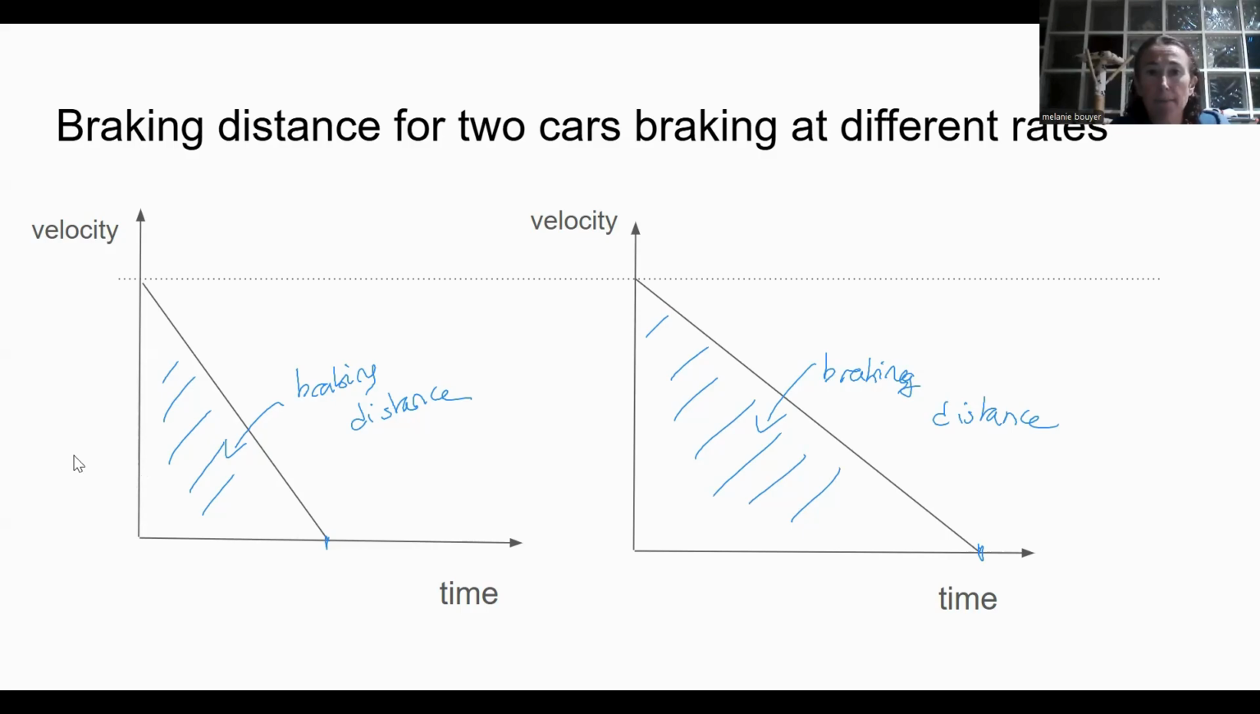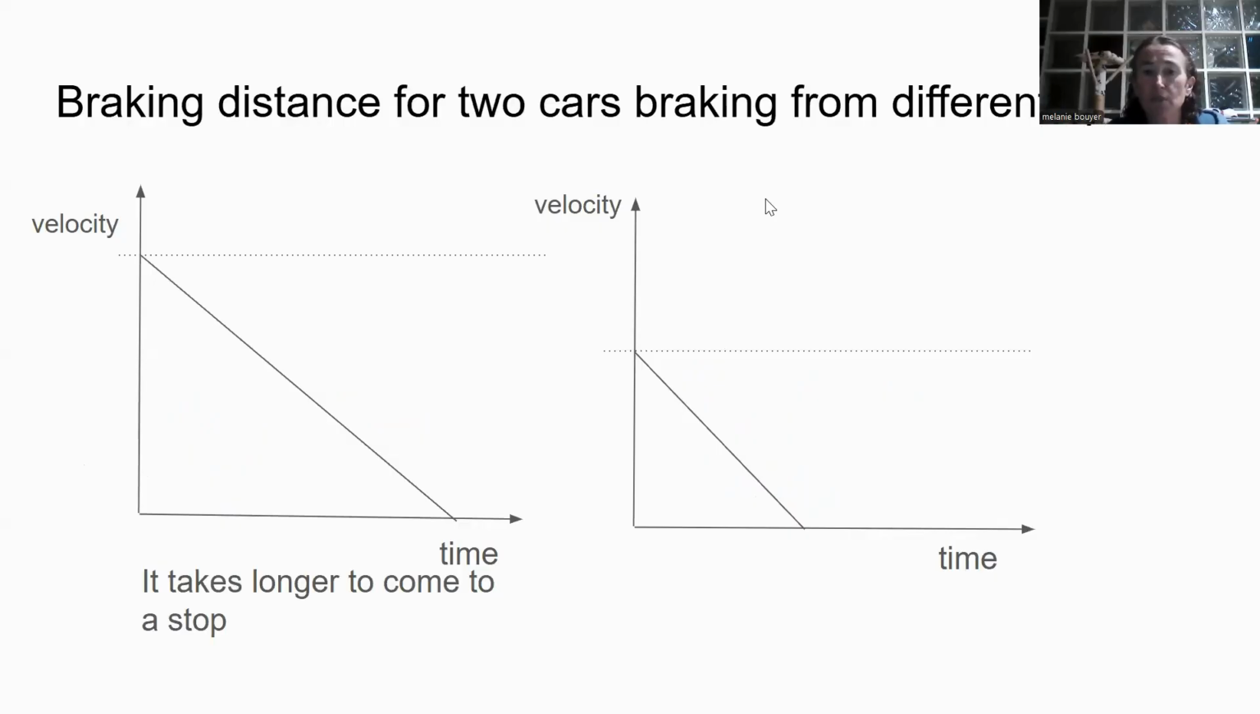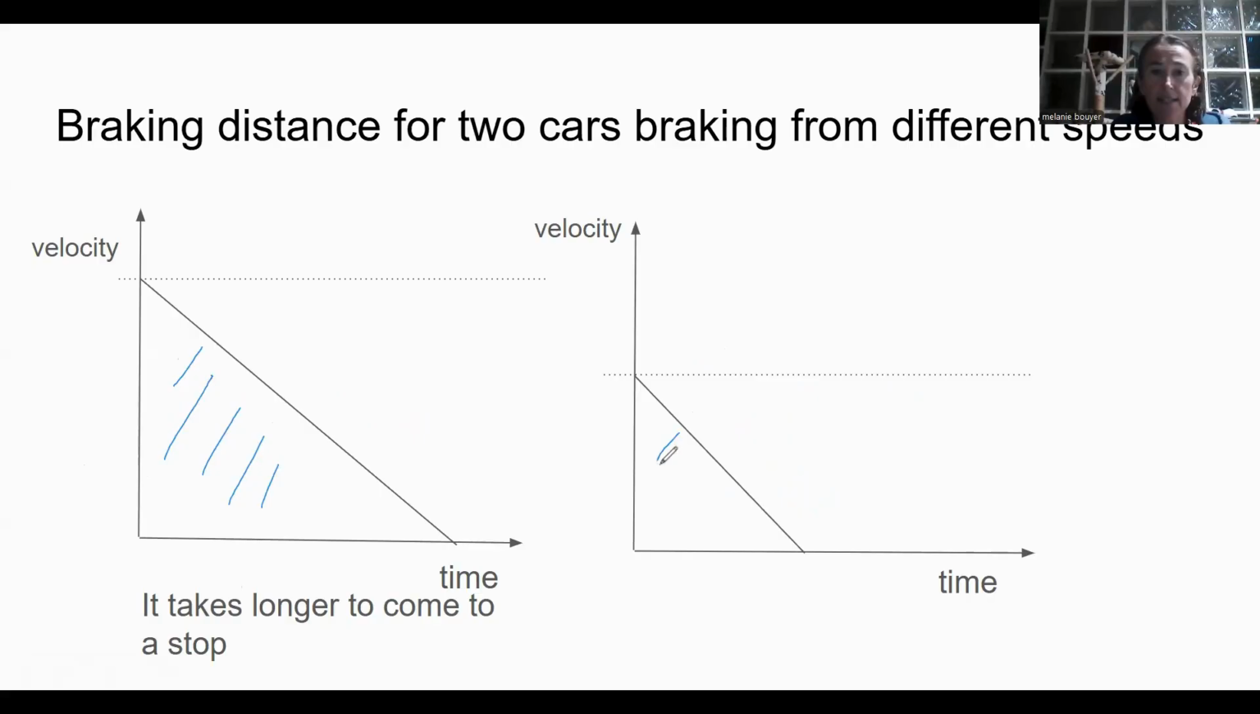Now, we can also compare two cars that are starting from two different speeds. Okay, you can see here the one on the left has started from a higher velocity than the one on the right, and therefore it took a longer distance to come to a stop. That's assuming they've got the same braking force. And once again, if you look back at the area under the graph, which is our braking distance, you can see the braking distance for the one that started at a higher velocity will be bigger than the one for a car that was traveling more slowly, even if the braking rate is the same.